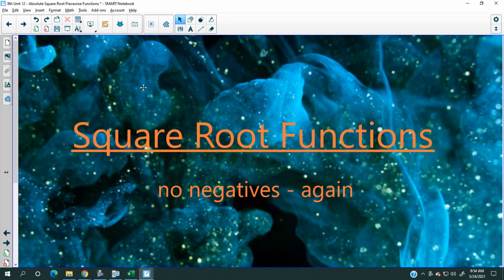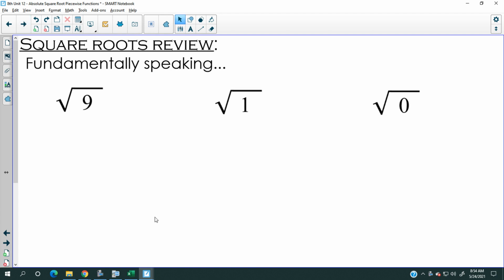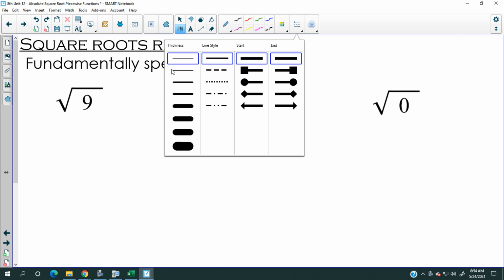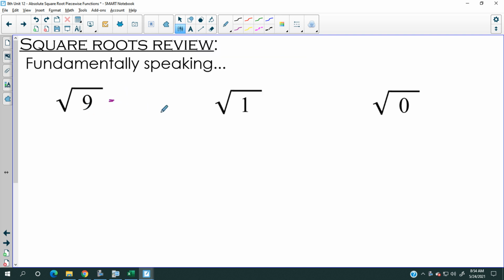All right, so write this down. Square root functions. And then let's take a look and see what it looks like. Just as when we were doing the absolute value function, we had to briefly talk about what absolute values are, we'll do the same thing with square roots, with an 8th grade perspective, okay?